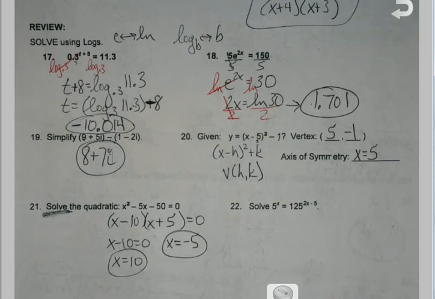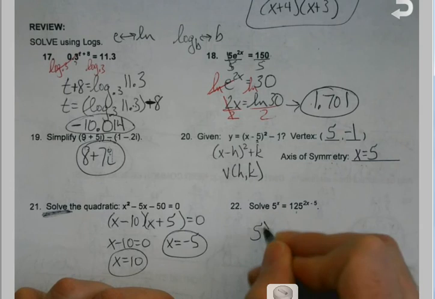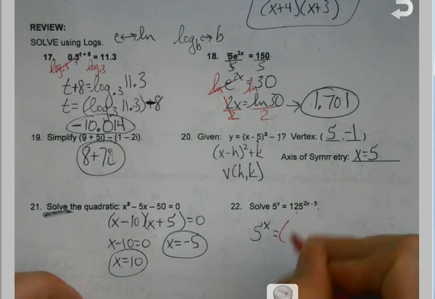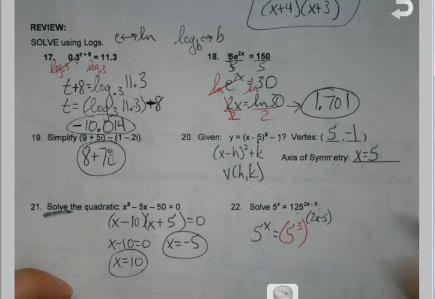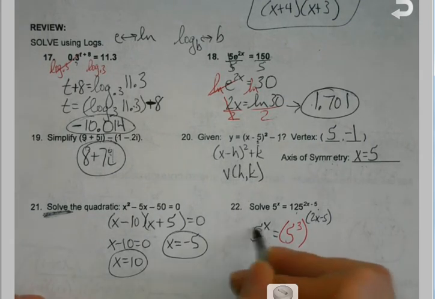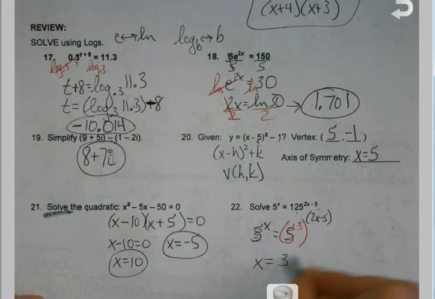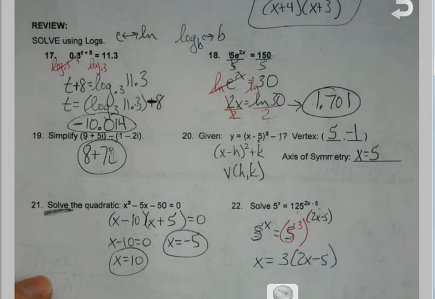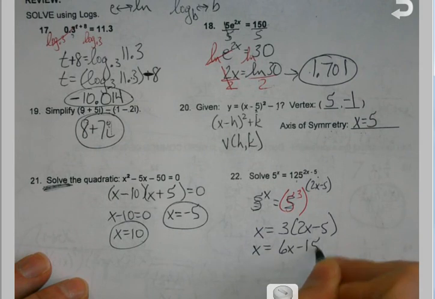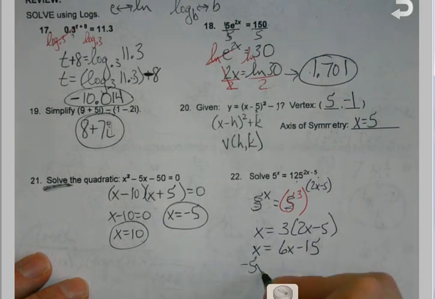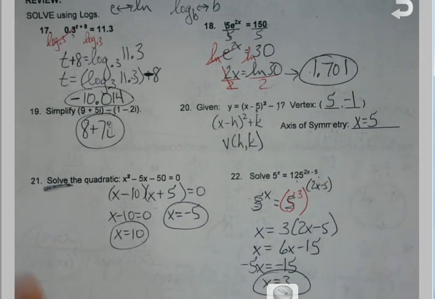For me to be able to use my bases, they have to be the same. 125 is in disguise. That's not really 125 at all. It's 5 cubed. Well, why does that matter? Because once the base number is the same at 5, I can just take the exponents and set them equal. And now we're back to Algebra 1. Get all my x's together. And get my answer.